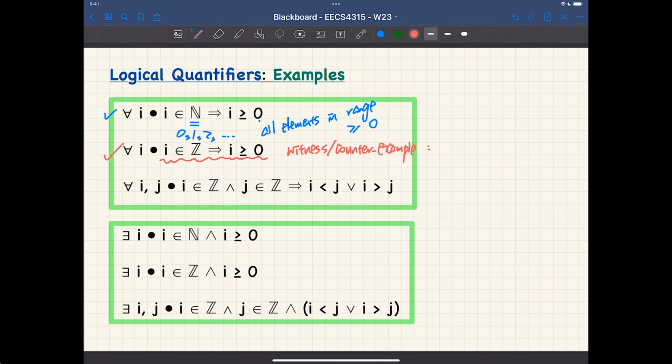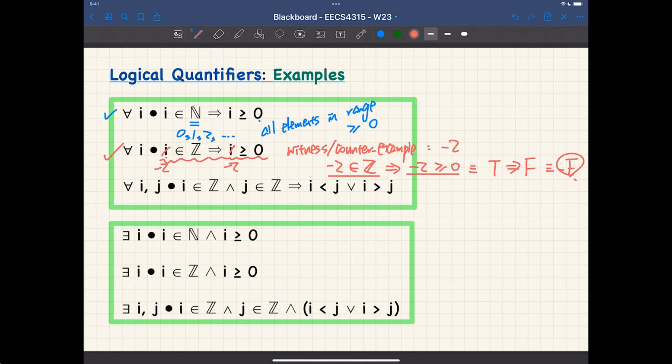And -2, for example, right? Now, if you think about it, if I substitute into it, -2, a member of integer, implies -2 larger than or equal to 0, right? I just substitute i over here by -2. If I do that, -2 is an integer for sure, true. Implies -2 larger than or equal to 0, false. True implies false is false. All right, that's how you show it.